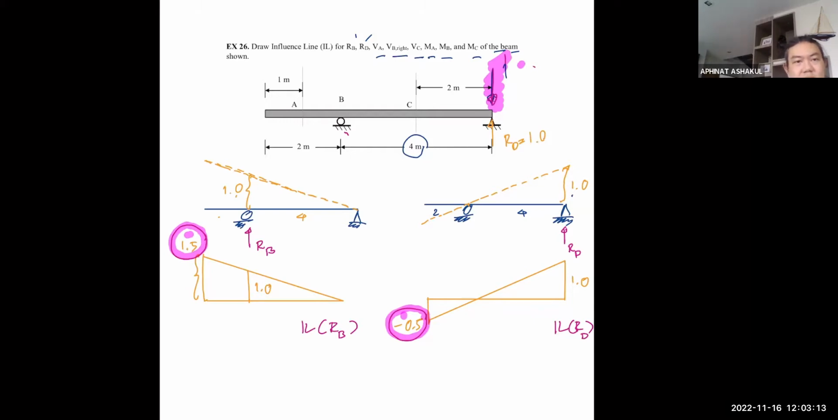Any question? Now the fun part will begin with the shear.